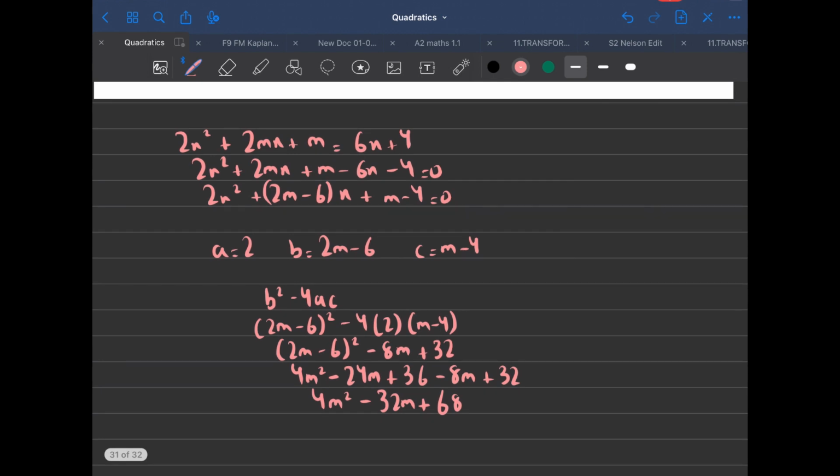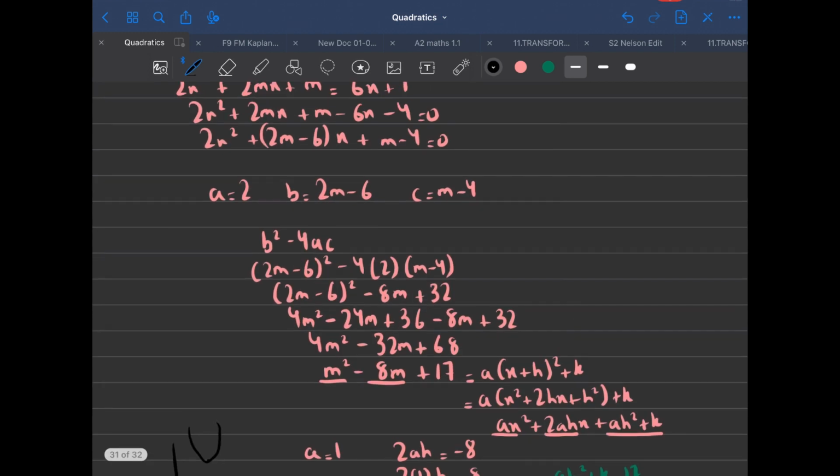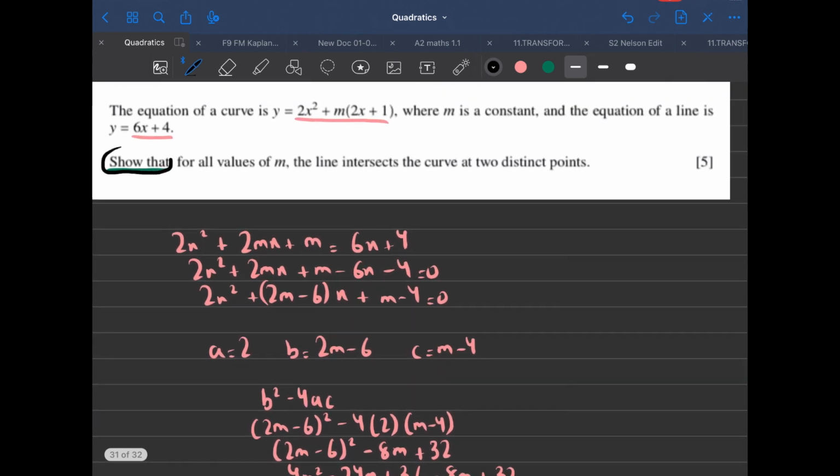Can I take 2 common? So 2m square minus 16m plus 34. Oh, I can take, in fact, 4 as common. So it's going to be m square minus, so the turning point will be 4 comma 1, and it's 1 is positive. That means a minimum curve. That means it's going to be somewhat like this. You get the idea? So in show question, you don't need to solve this.